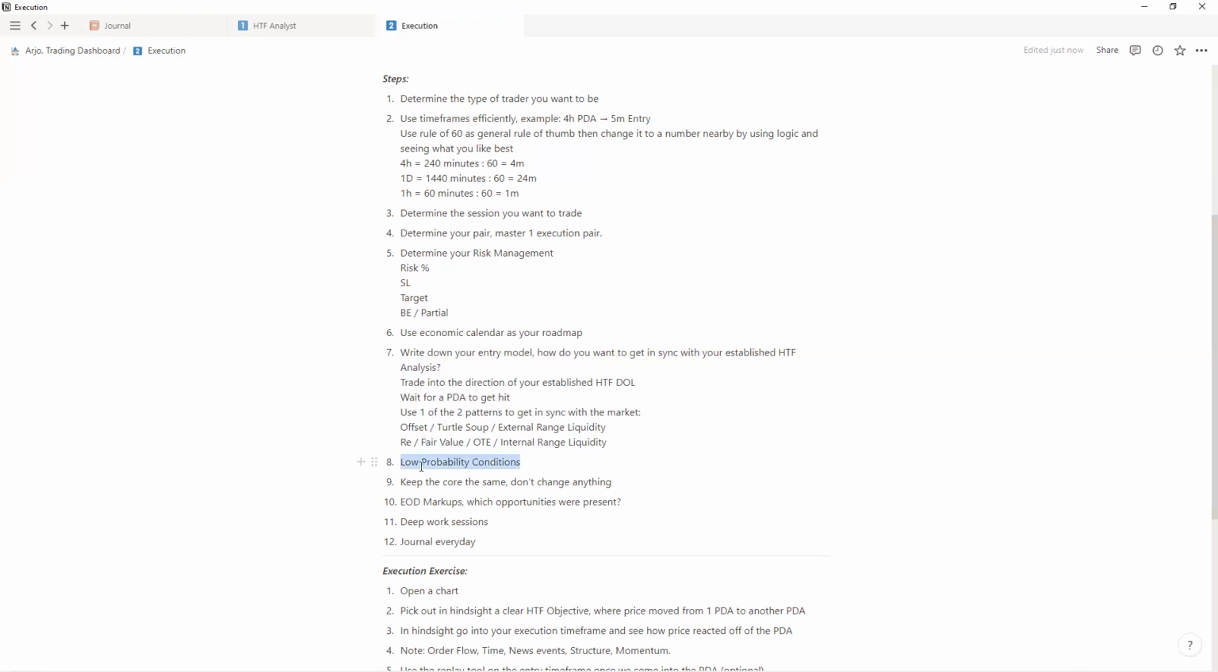Low probability conditions. Knowing your low probability conditions is what makes a professional trader. This is the thing that makes a professional trader. Low probability conditions, very, very important. Now, of course, establishing low probability conditions is not going to happen overnight. I'm not going to give you a list of this is a low probability condition for you, this is a low probability condition for you.